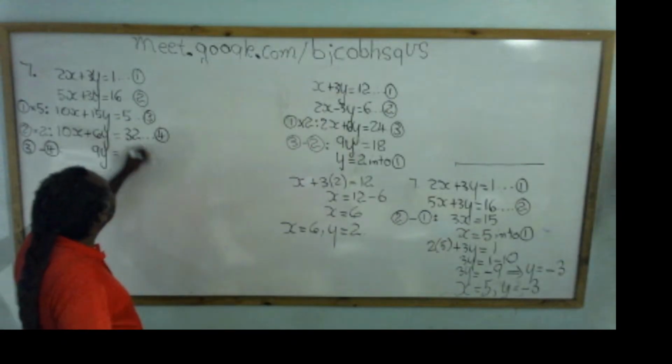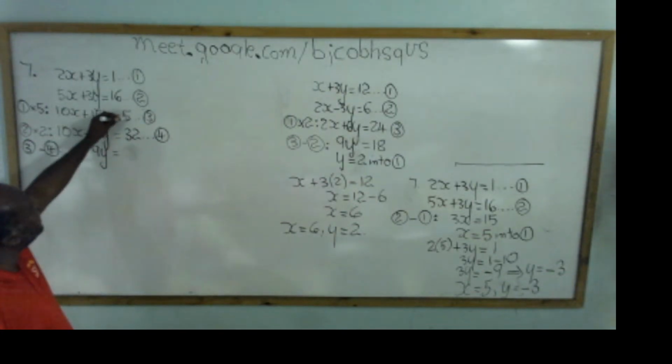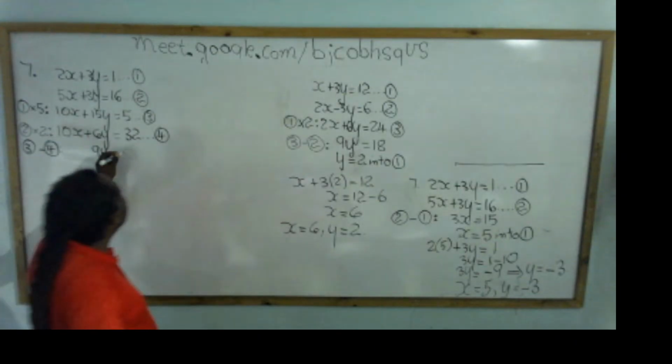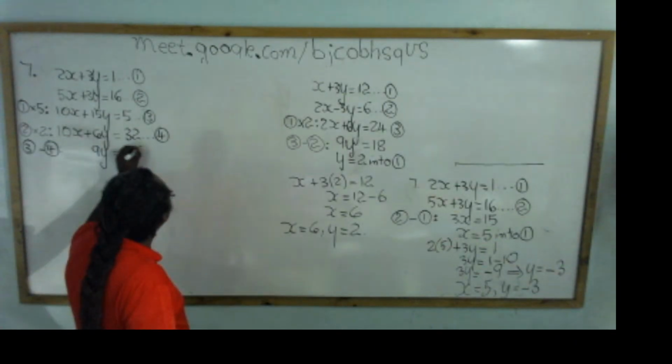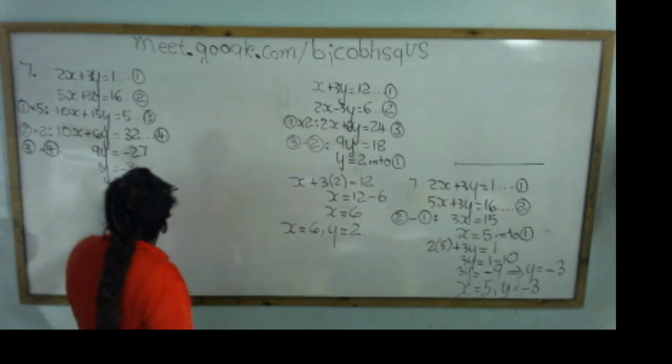Let's subtract that again. Of course we have a 9y, but 5 minus 32 is not 32 minus 5. It's 5 minus 32, and that will give you negative 27. So y is equal to negative 3.